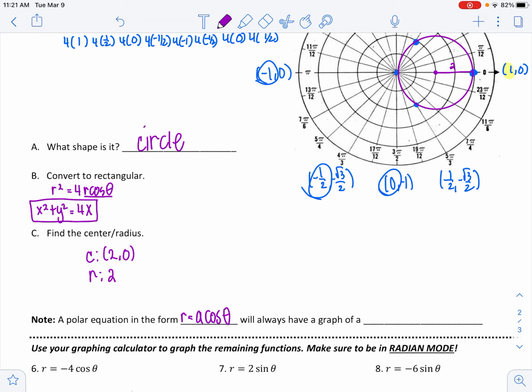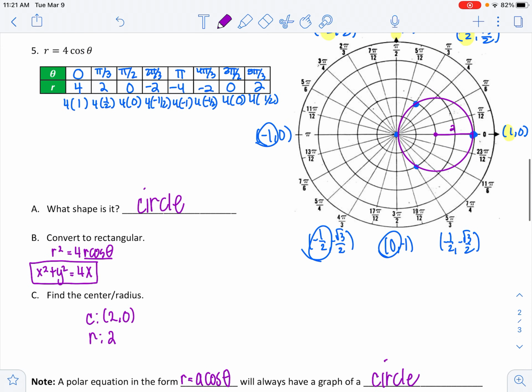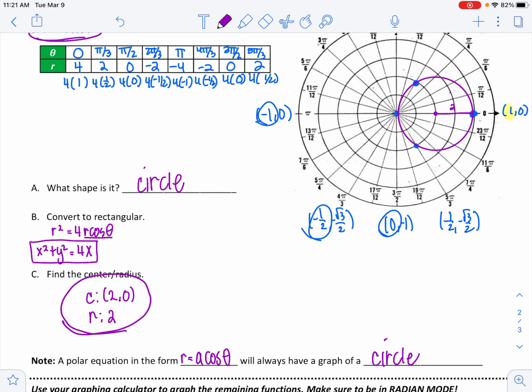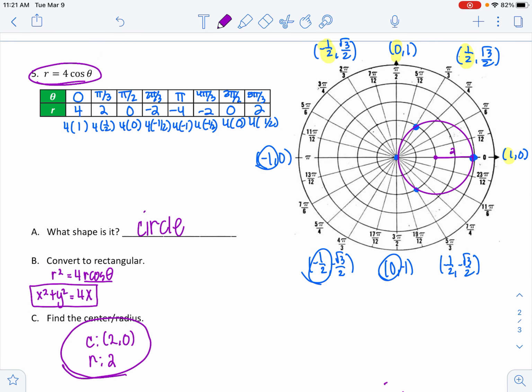equals a number times cosine of theta is always going to be a graph of a circle. So I have to be able to look at this and know it's a circle, which is fine. Like, r equals a number times cosine theta, it's a circle. I got it. It says it right here. But I also need to know that the center is (2, 0) and the radius is 2.